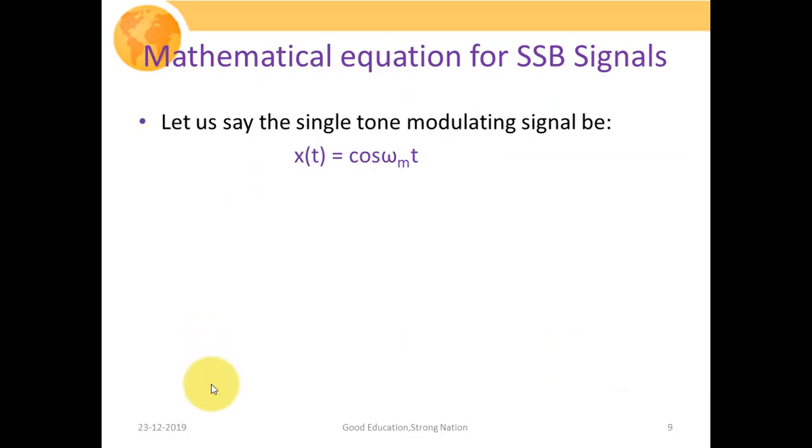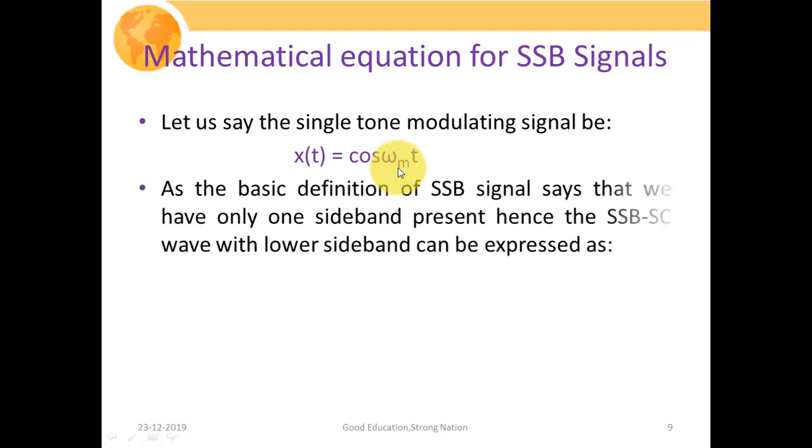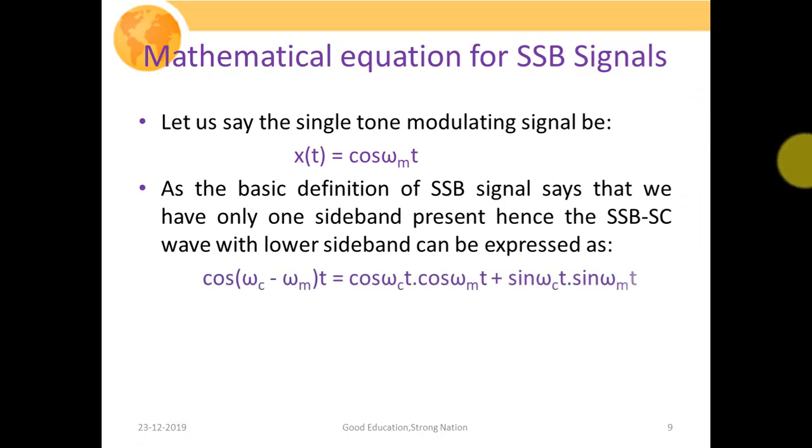Now we are going to discuss the mathematical equation for the SSB-SC signal. Let us say the single tone modulating signal or message signal is given as x(t) equals cos of omega m t. Here we are assuming its magnitude is unity and it has only a single frequency component, which is denoted by omega m t. As the basic definition of an SSB signal says that we have only one sideband present, the single sideband suppressed carrier wave with lower sideband would be expressed as cos of (omega c minus omega m) t.